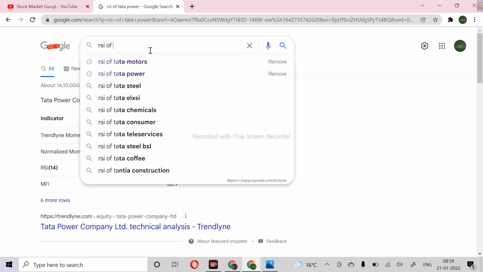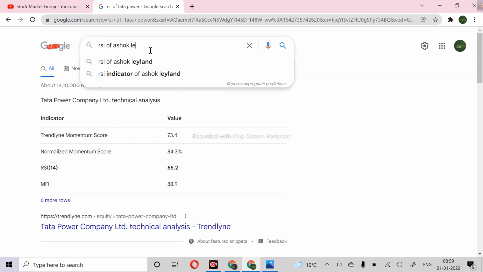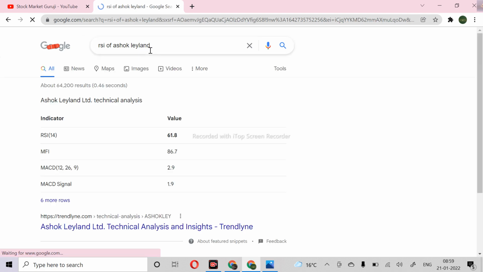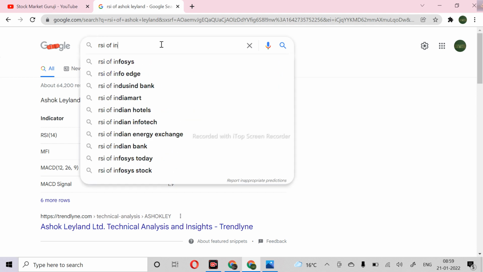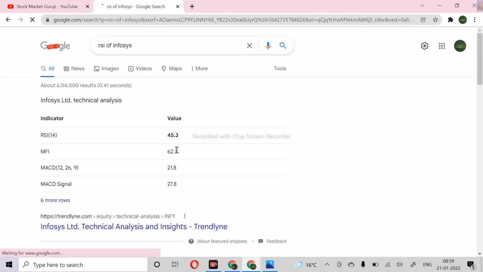And suppose you are purchasing Ashok Leyland, we gave a video on Ashok Leyland today. Now let's check the RSI of Ashok Leyland. See, it's not in an overbought or oversold zone. So let's check another RSI, Infosys. 45.3, a very viable zone, because we saw there was a tendency of selling the stock in the past few days. So it's presently at 45.3.